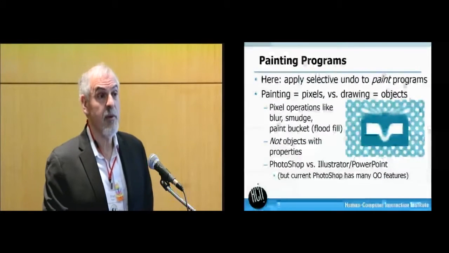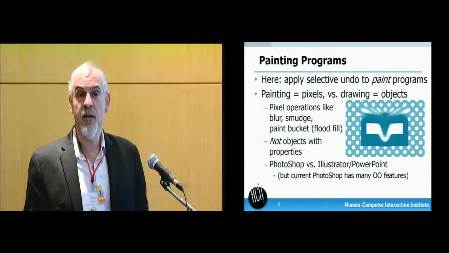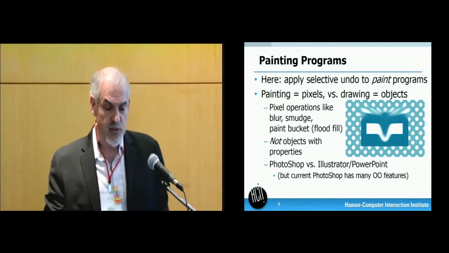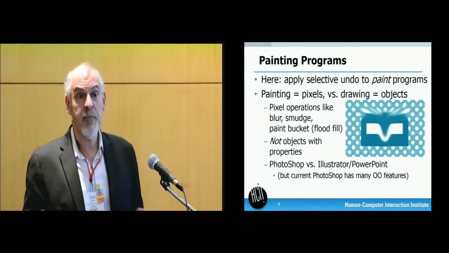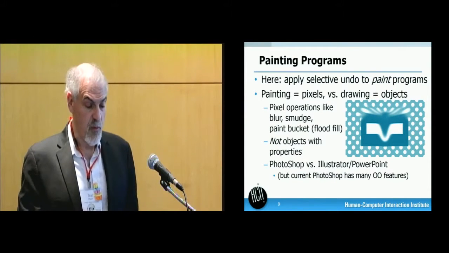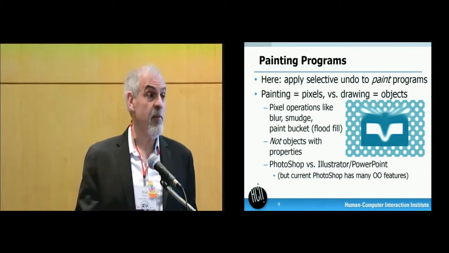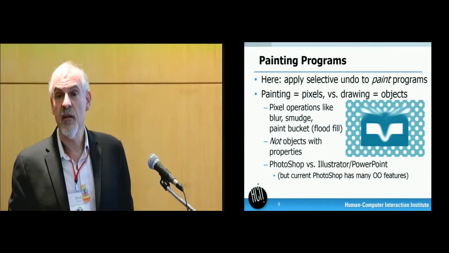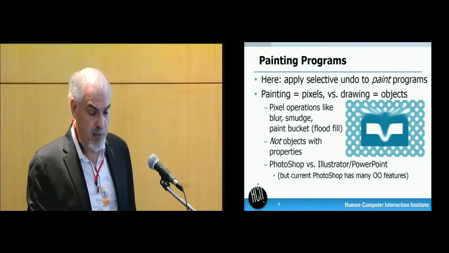But what we're talking about today are painting programs. And these are programs where you operate on pixels instead of on objects. And pixel operations are things like blur and smudge and paint bucket, which is technically flood fill. There's no objects in a painting program. They're just pixels. And the most famous painting program currently is Photoshop. But it's important to remember that Photoshop has a lot of object-oriented functions in it. But we're not really talking about those. We're focusing on the painting pixel operations.